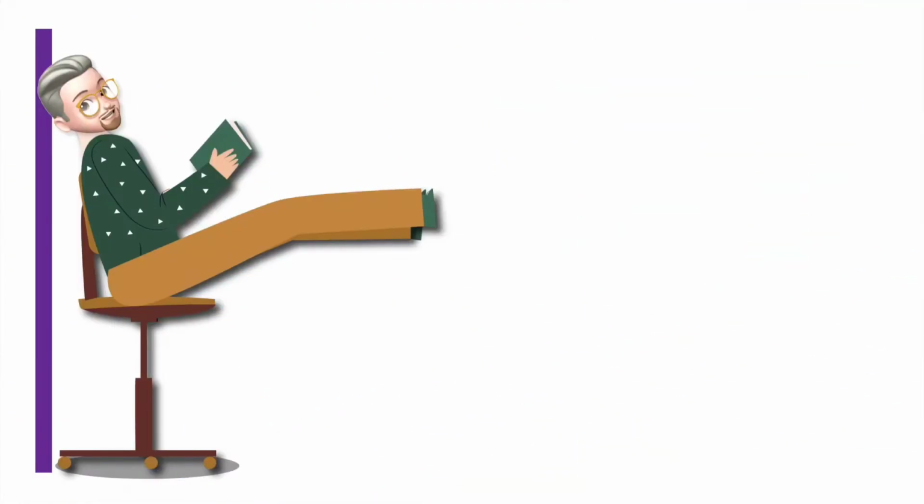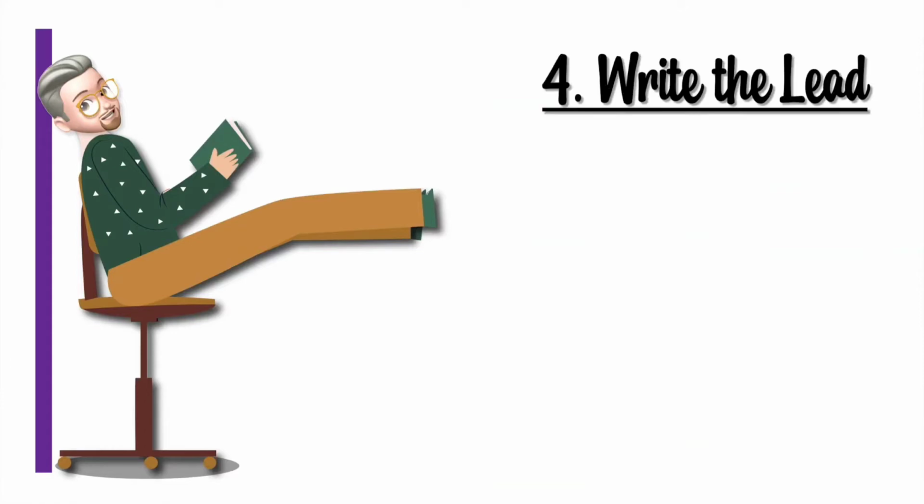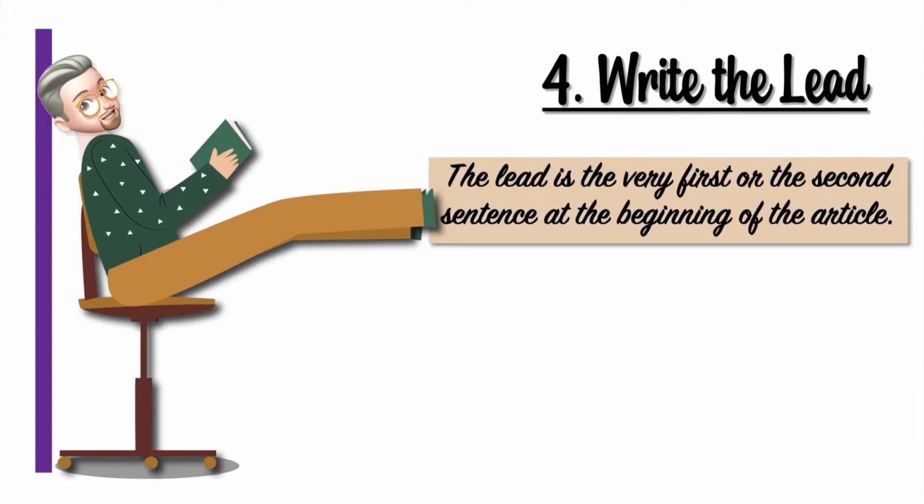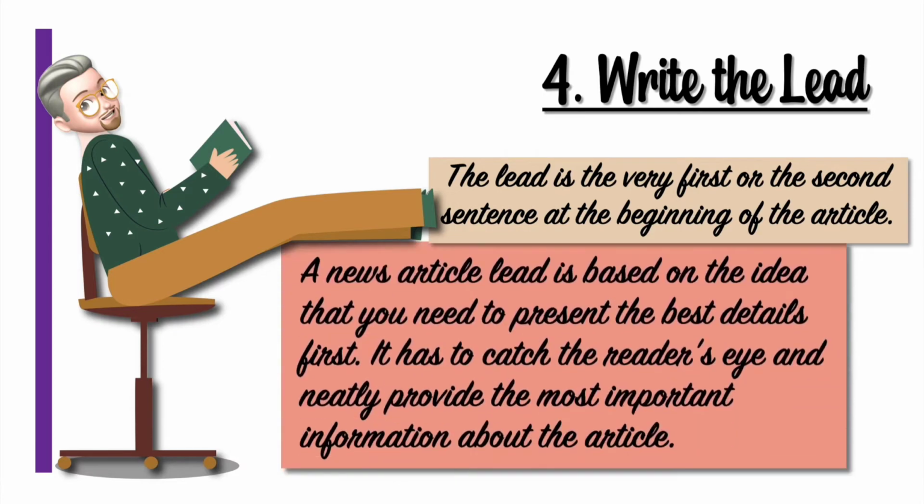So the next step is how to write a lead. The lead is the very first or the second sentence at the beginning of the article. A news article lead is based on the idea that you need to present the best details first. It has to catch the reader's eye and neatly provide the most important information about the article.